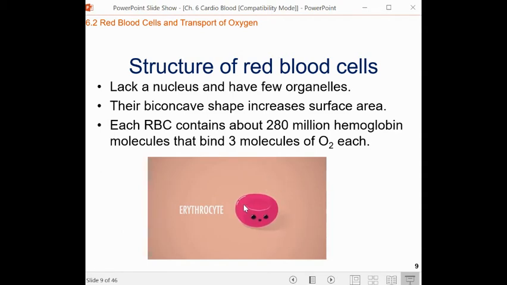Each red blood cell contains about 280 million hemoglobin molecules that bind 3 molecules of oxygen each. So think about that, 280 million molecules, each one binding 3 molecules of oxygen inside one single red blood cell, which we have a lot of in our body. So we can carry quite a bit of oxygen.